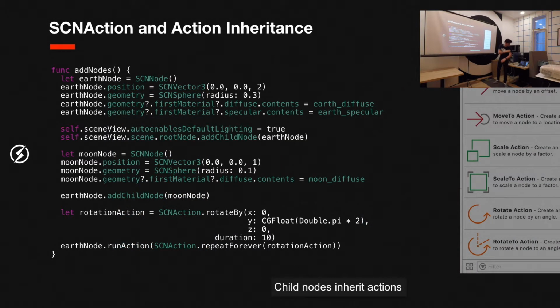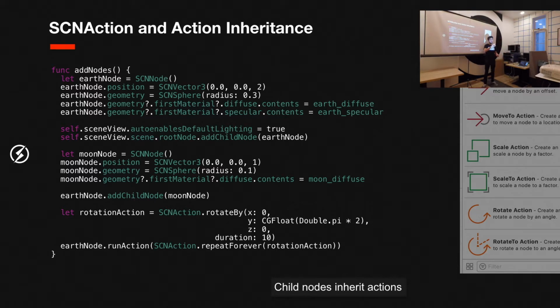Okay, so action and action inheritance. Continue again with the code that we had before. Here, I'm going to put not just the Earth, but also a moon. So another node with a smaller radius, a sphere.